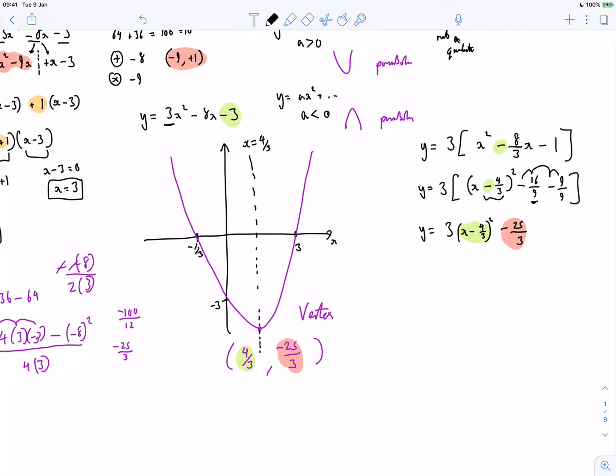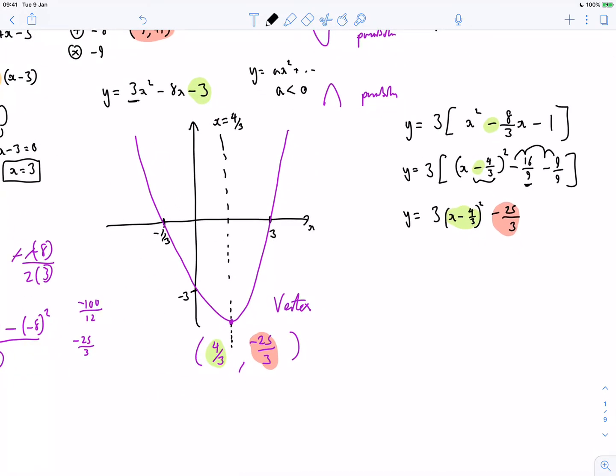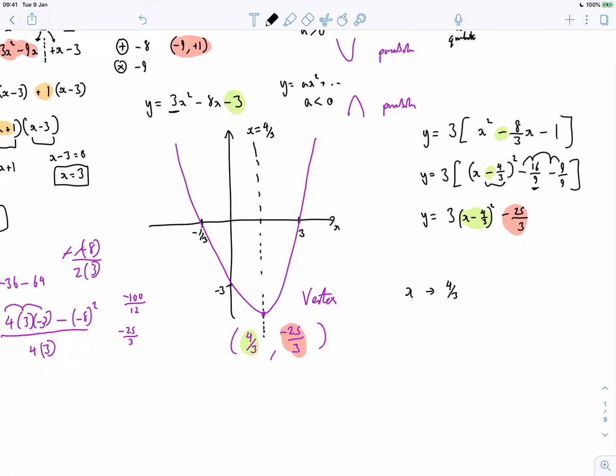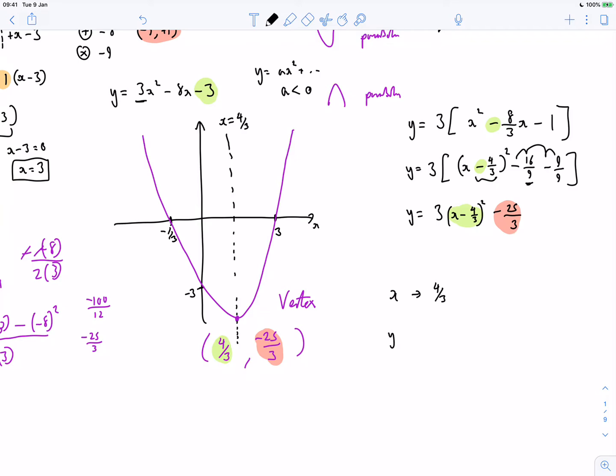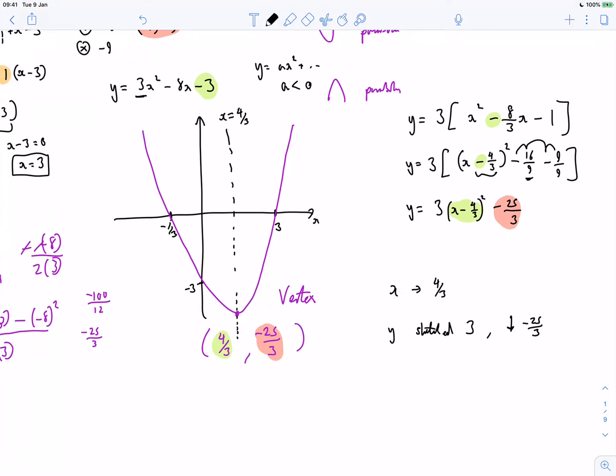You may be asked to describe a geometric transformation of what's going on here. And it's very simple. There's a couple. In the x direction, it's moving right 4/3, and that's it. In the y direction, it's being stretched by a factor of 3, and then it's being translated downwards by minus 25/3. Hoping you can see that.